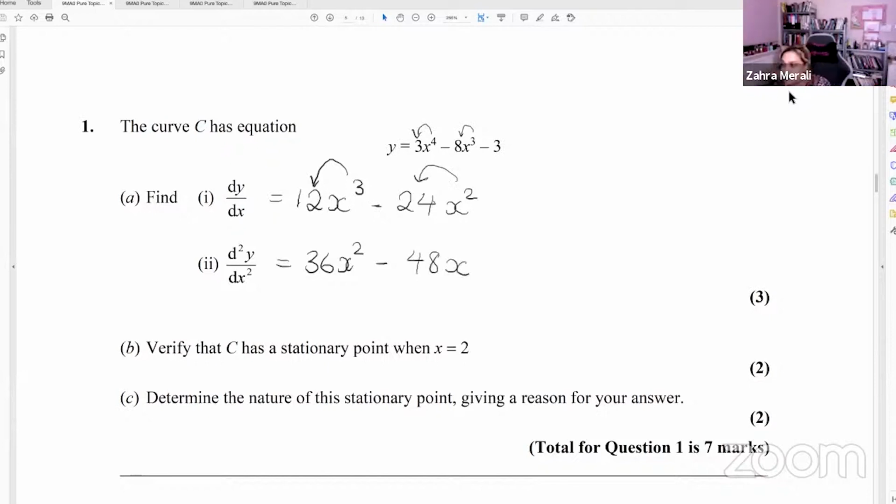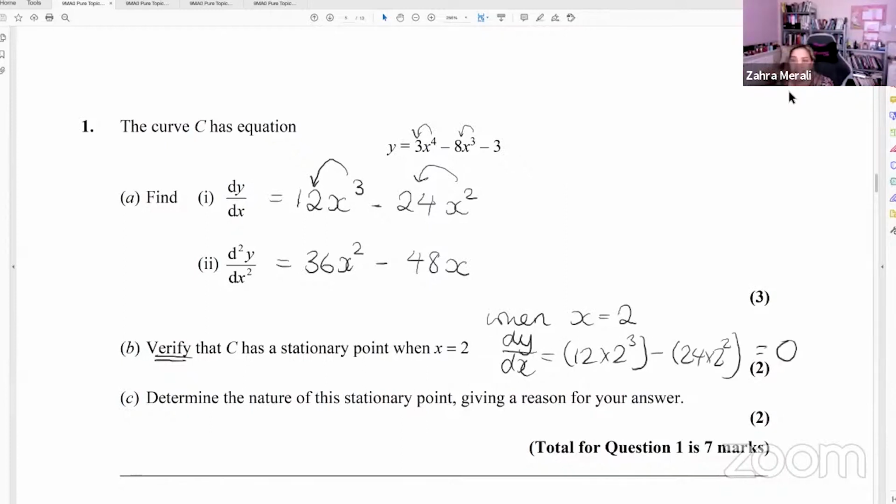It says to verify. So when you see the word verify, you don't actually have to make dy dx equal to 0 and solve, you just have to substitute it in. So you're going to say when x equals 2, dy dx equals 12 times 2 cubed minus 24 times 2 squared, which equals 0. And if it doesn't equal 0, you've done something wrong and you need to go back and double check your differentiation.